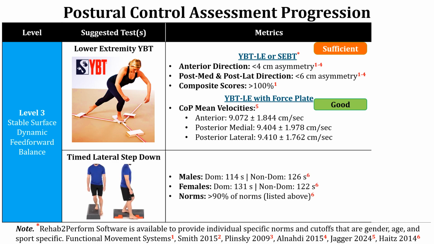And another example of this would be a timed lateral step down. This is touted as an exemplar of your feed forward, your anticipatory maneuvers or movements in your postural control. Examples here would be doing it at a set tempo of 80 beats per minute, and that would be a tick at the top and a tick at the bottom, so it would be 40 reps per minute. For the dominant limb for males, you're looking anywhere between 114 to 126 seconds, whereas females is 131 to 122 for the dominant and non-dominant limbs respectively.